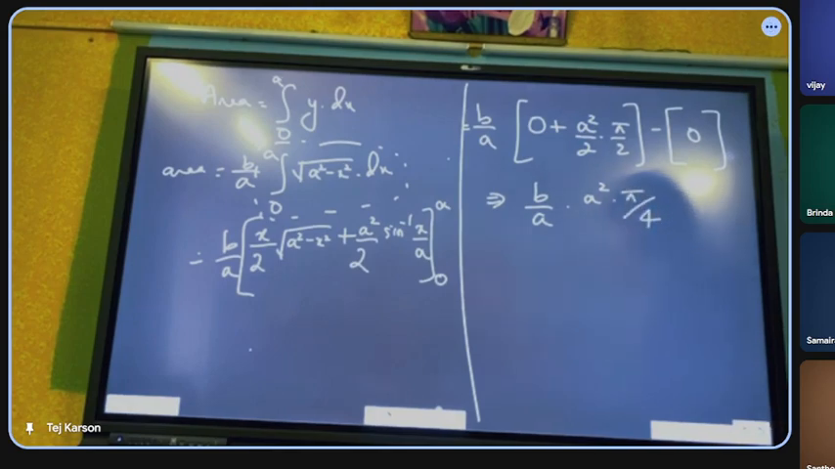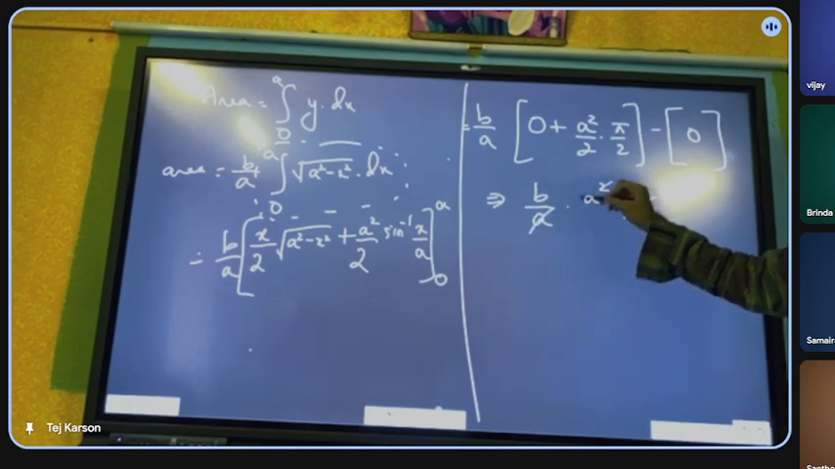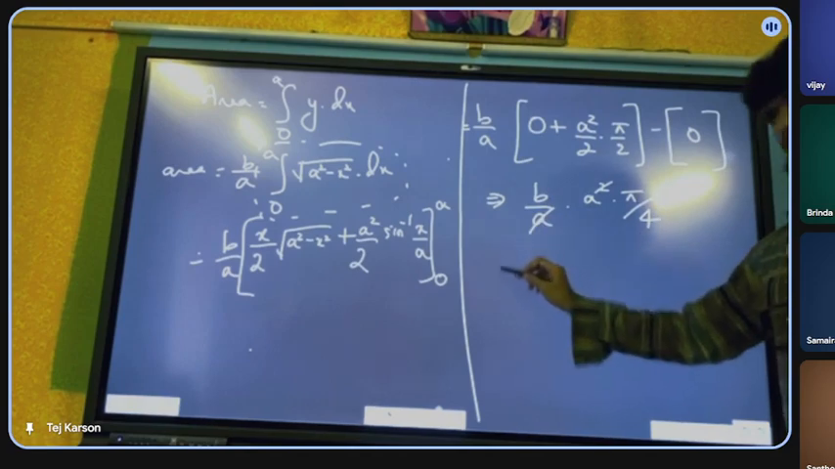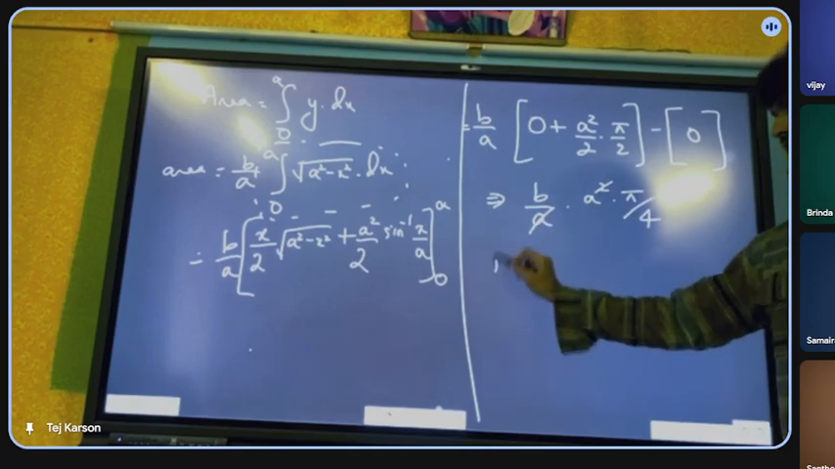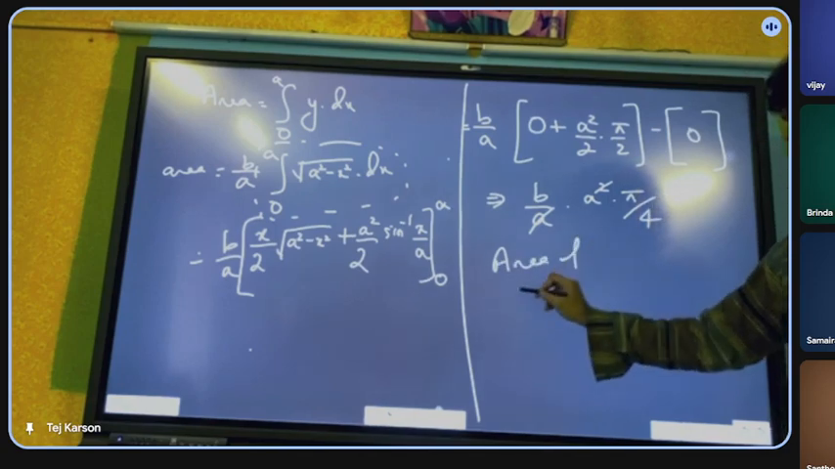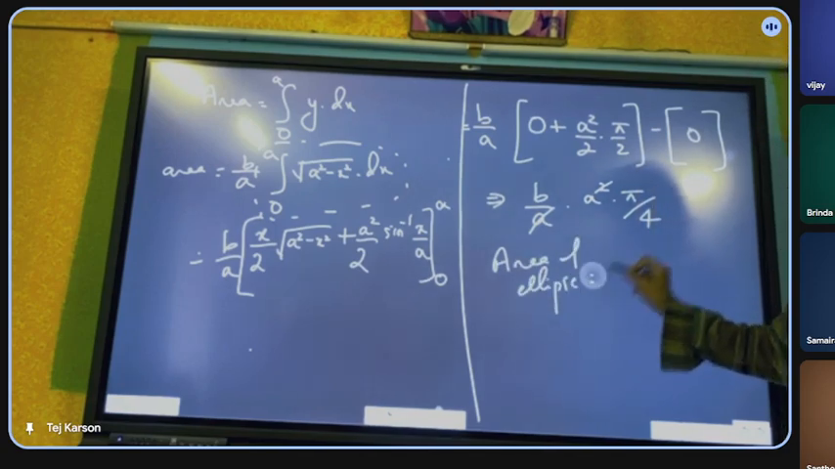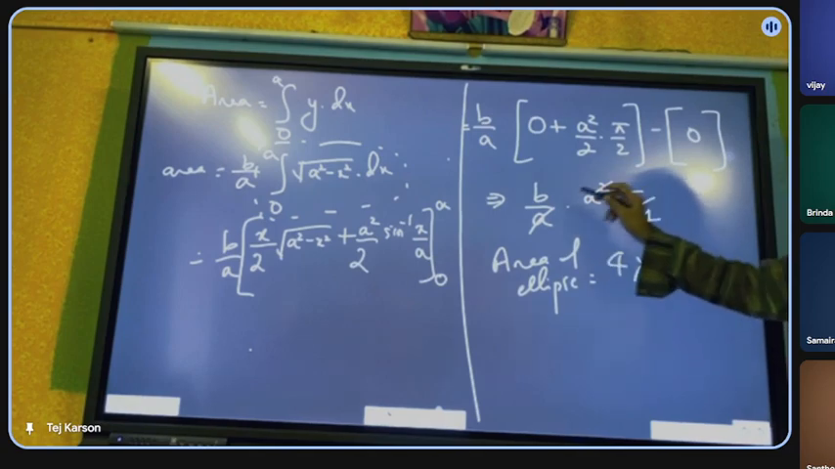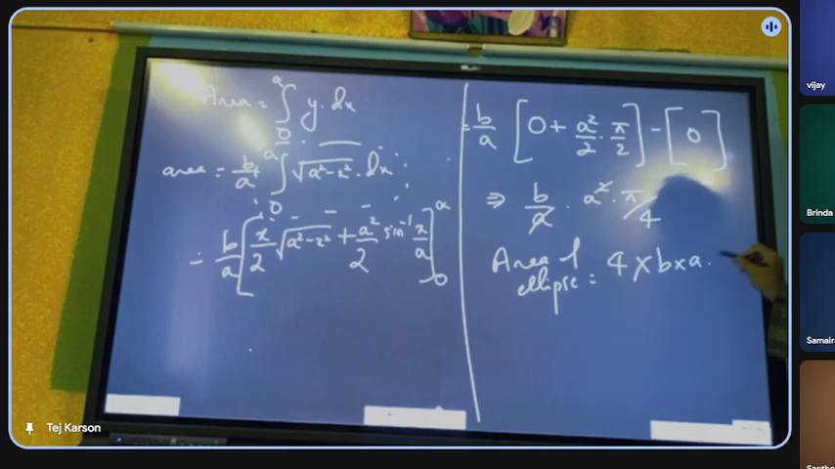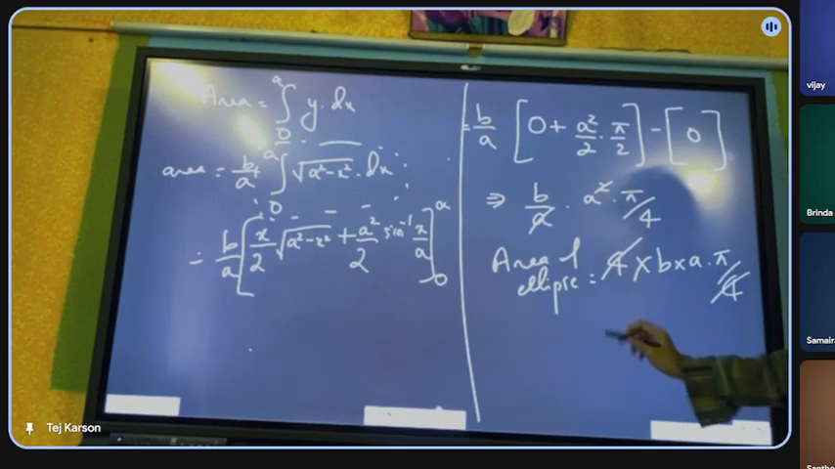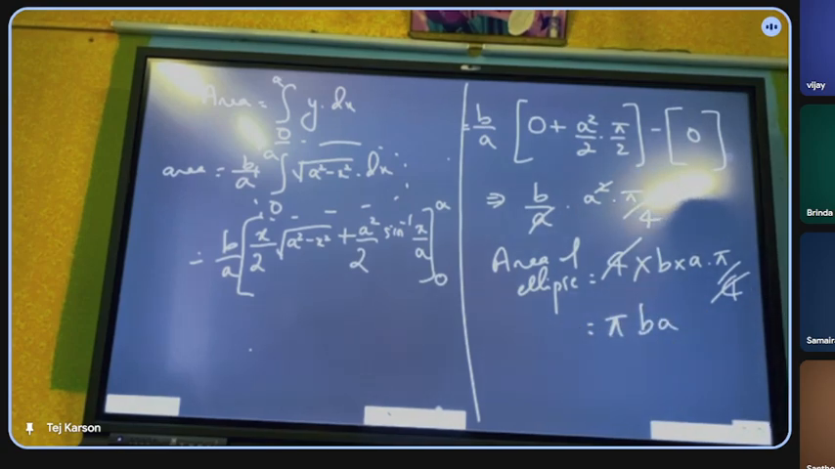Now what are all the changes? What can get cancelled? A and A square get cancelled. Now all we're doing this for is a quadrant. For an ellipse, you multiply it with 4. What number? 4 into what is remaining? B into A into pi by 4. What gets cancelled? 4 and 4 get cancelled. What's the answer? Y into B into A is the error. I wrote it as B A pi. Okay.